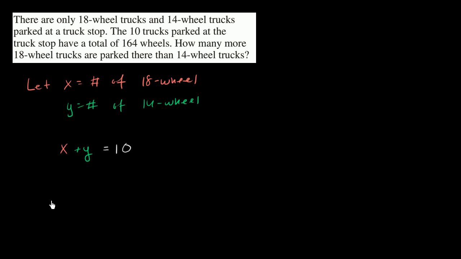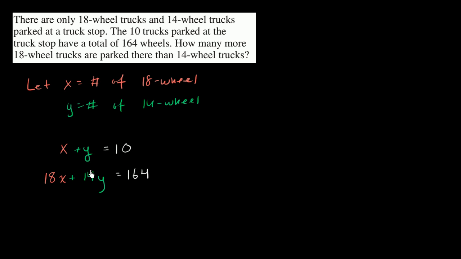Now the other thing we know is let's think about the total number of wheels. So what's the total number of wheels of the 18-wheeler trucks? There's x of them, and each of them has 18 wheels. So there's 18x wheels from the 18-wheel trucks. And same logic, there's y 14-wheel trucks, and each of them has 14 wheels. So this is the total number of wheels from the 14-wheelers. And so you add that together, that's the total number of wheels. So there's a total of 164 wheels. Now, we have a system, 2 equations, 2 unknowns.